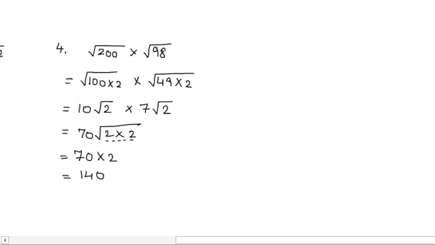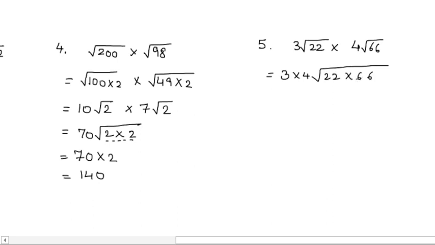Let's take up the last question, which is 3 root 22 times 4 root of 66. These both are mixed surds which have whole number parts as well as the radical parts. So the whole number parts multiply together, 3 times 4, and the radical parts multiply together, 22 times 66.